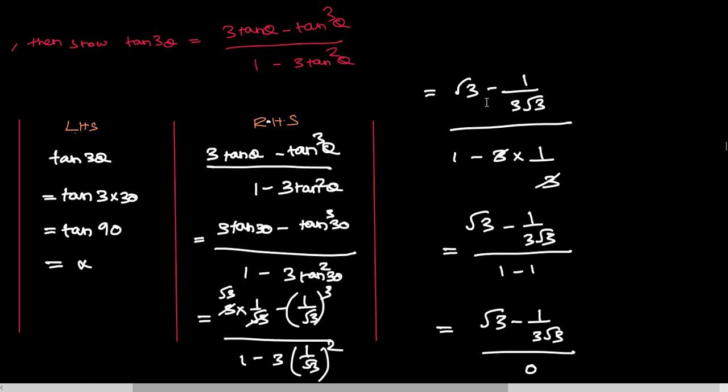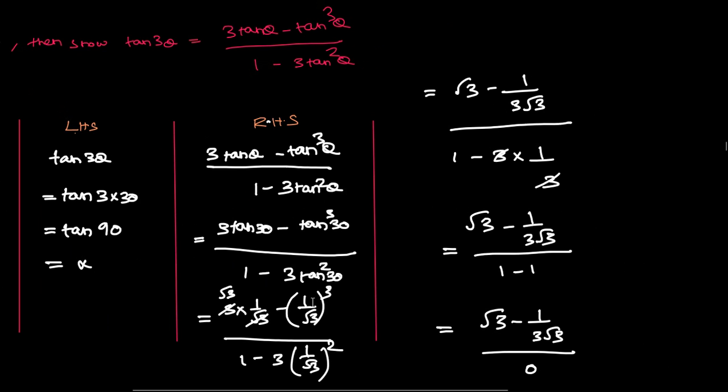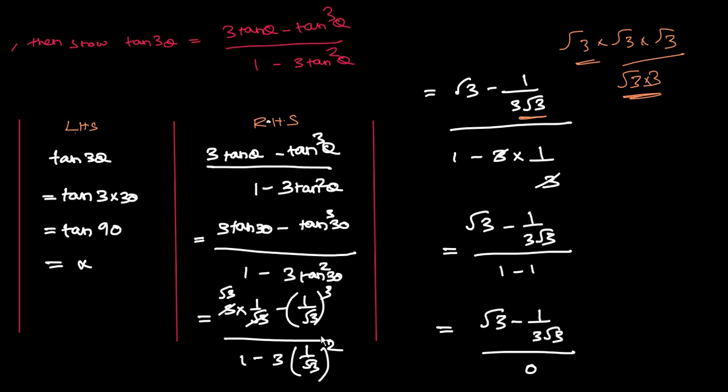Root 3 minus, and 1 cube is 1. Root 3 cube is root 3 into root 3 into root 3, which is 3 root 3. So the numerator is root 3 minus 1 by 3 root 3.